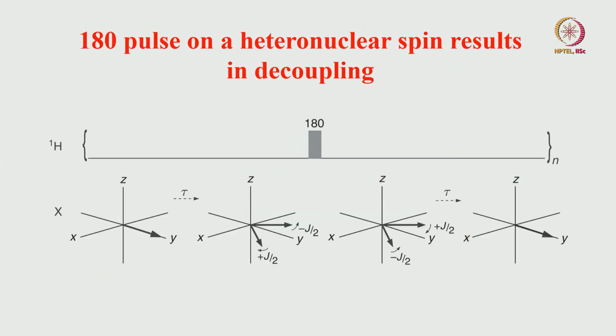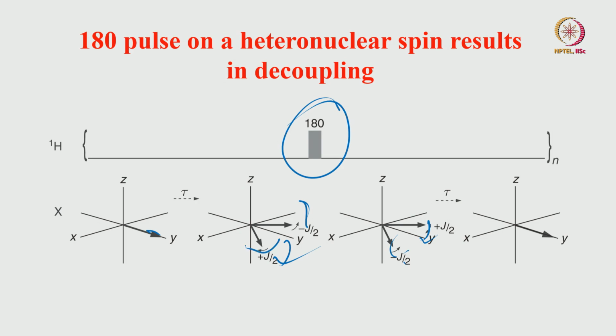This is what happens. In fact, we always say a 180 pulse on a heteronuclear spin generally results in decoupling. This is the phenomenon. What do you mean by that? J couplings will not evolve. See, for example, this internuclear vector comes along the y axis, and because of J plus half and minus half, they start moving in opposite directions, and after the 180 pulse what will happen? They will again continue to move in the same direction. They get interchanged, but then continue to move.